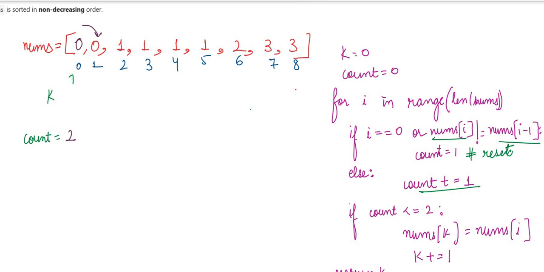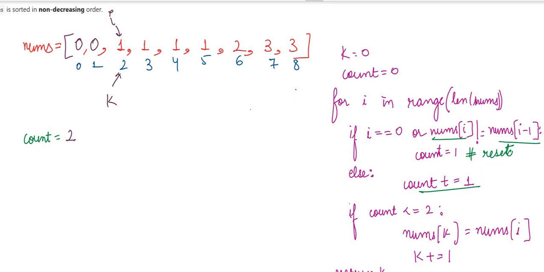So check. K is also incremented, right? Because it was less than equal to 2. So at kth index, we are again putting the value of ith index. That is again 0, so 0 is 0 only. Then we will increment I also, and same way we will increment k also.